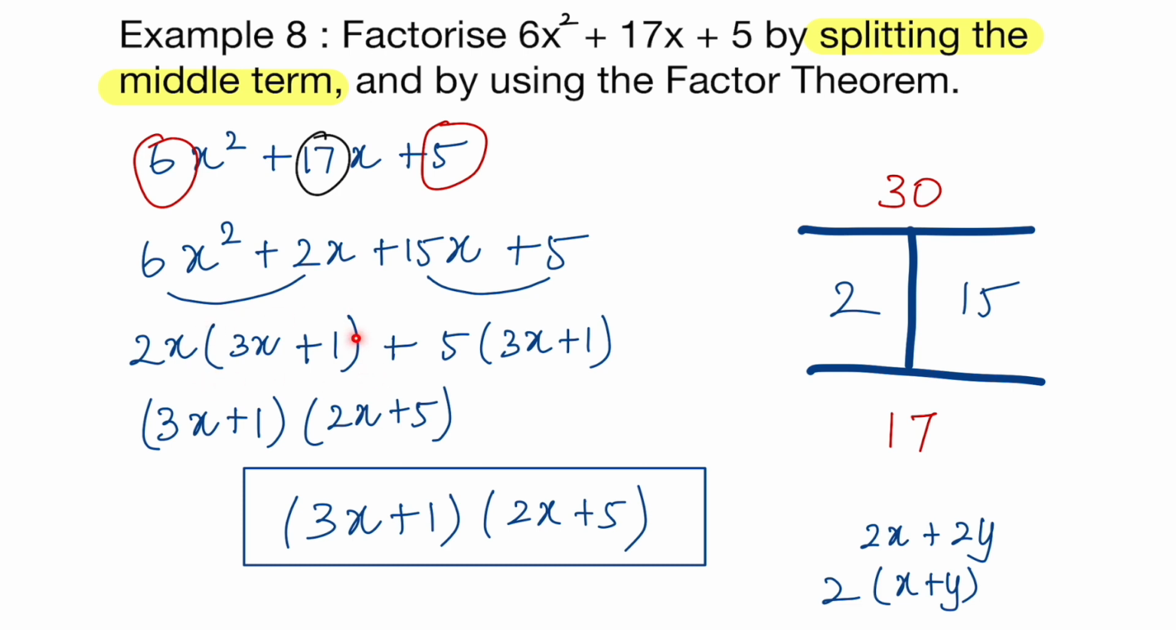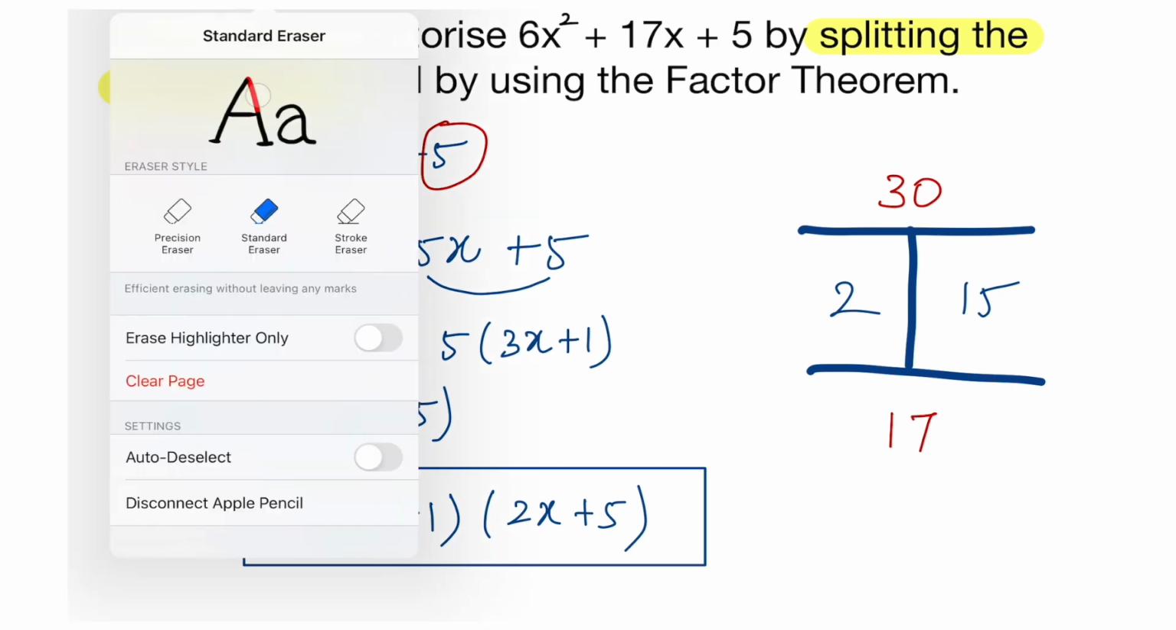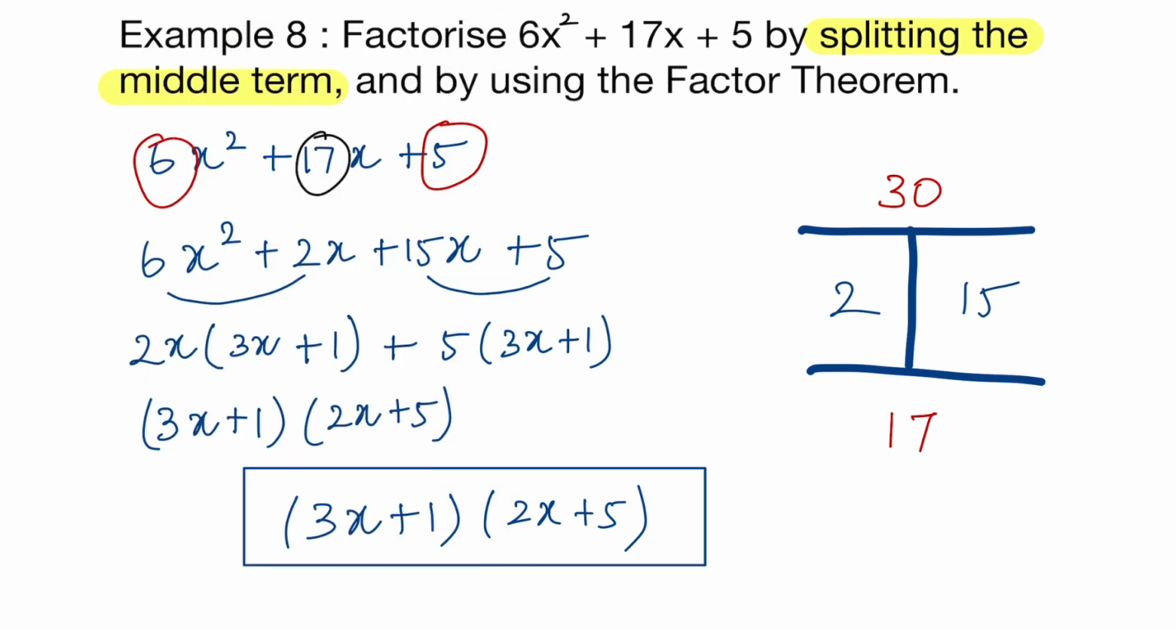Just assume this 3x plus 1 as y. This 3x plus 1 is common in both, which is similar to the 2 that we have here. So if you take this 3x plus 1 outside, it will leave you with 2x plus 5. Just like 2 is common in both these terms, we have 3x plus 1 common in both these terms. So when we take that out as a multiplier, you will be left with the remaining terms, in this case x plus y, in this case 2x plus 5. Okay, so that is all. It's very simple. I hope you get it.